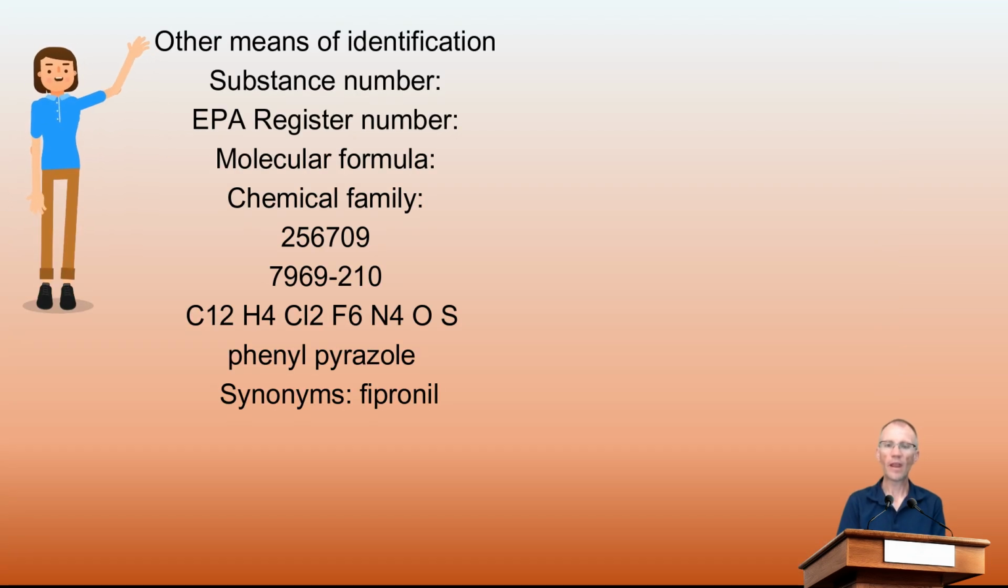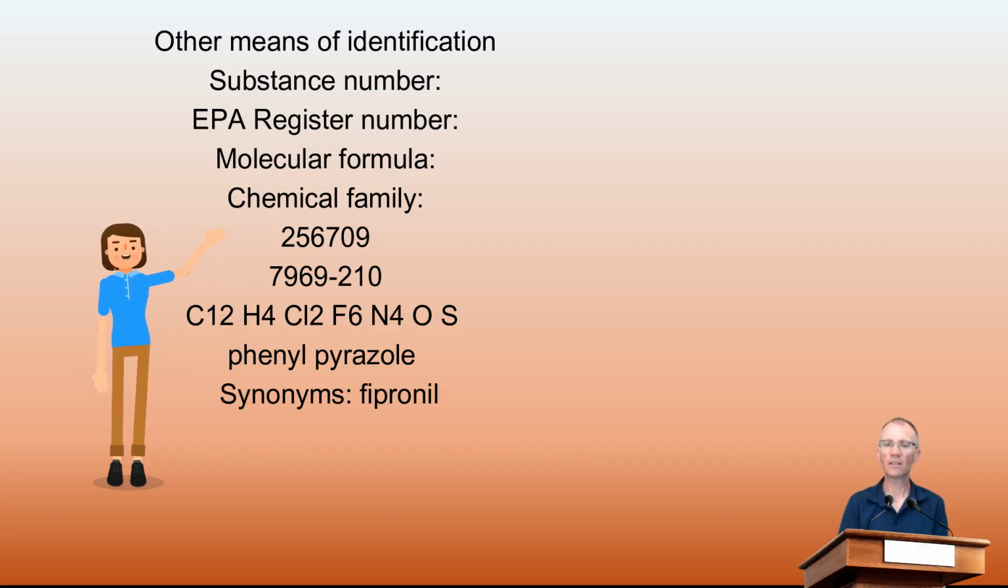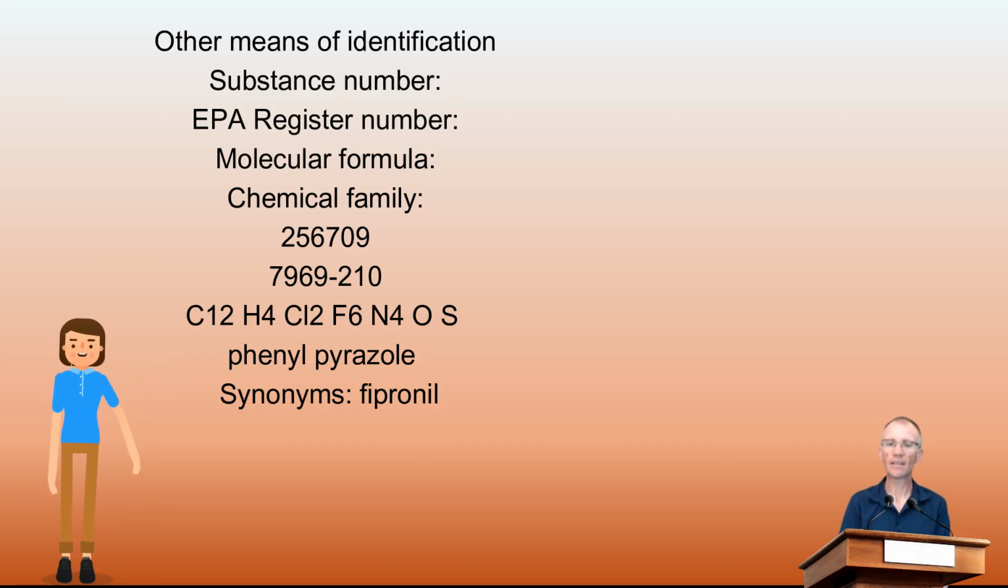Next, on our label, we have other means of identification. We have the substance number, the EPA registration number, molecular formula, chemical family. The substance number on this product is 256709. The EPA registration number is 7969-210. The molecular formula is C12H4Cl2F6N4OS. The chemical family is phenylpyrazole, and the synonym is fipronil.